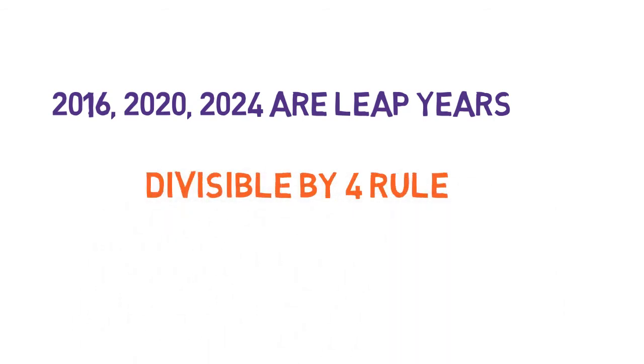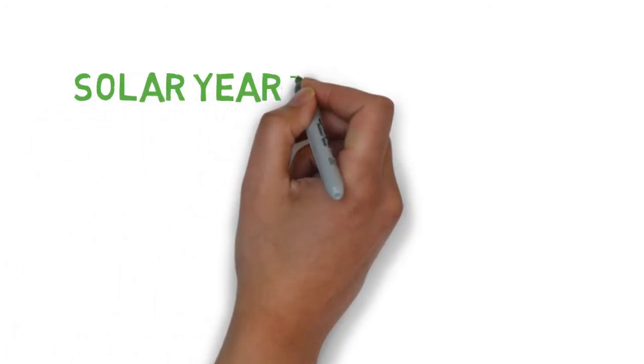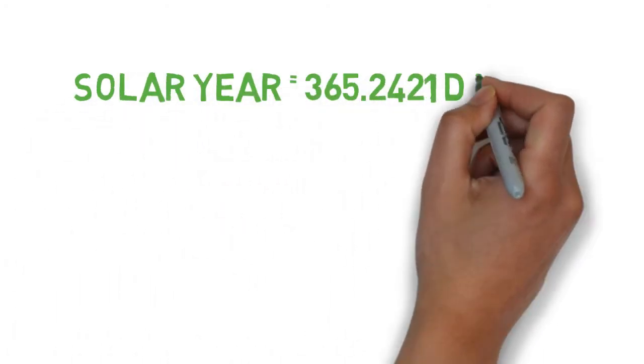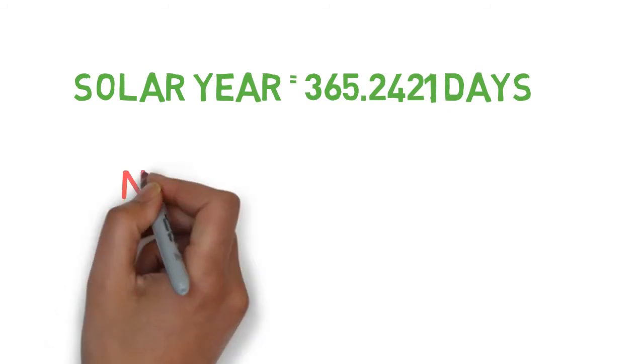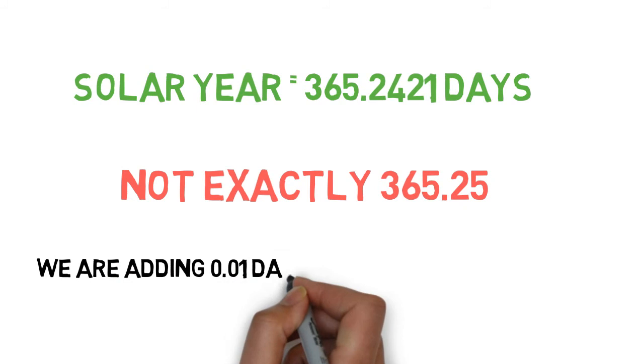But hold on, this rule is not true for all years. For example, a century year. Remember when we said that a solar year is actually 365.2421 days and not exactly 365.25 days? Which means we are adding up to 0.01 day per year to the calendar.